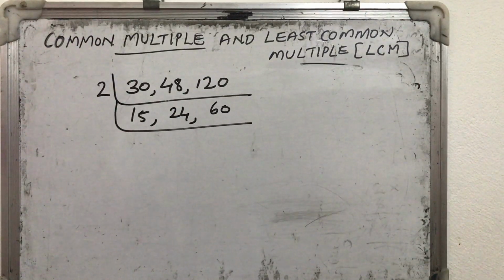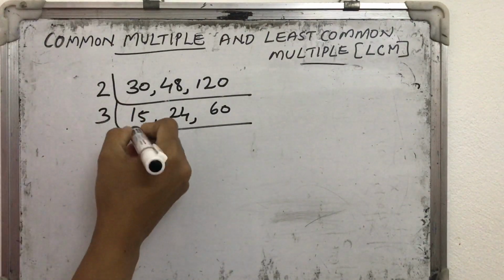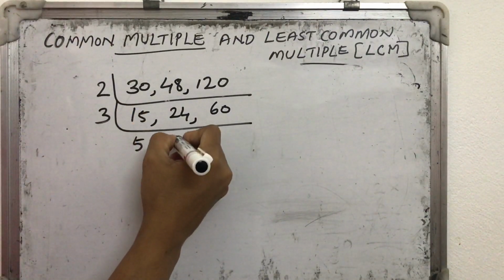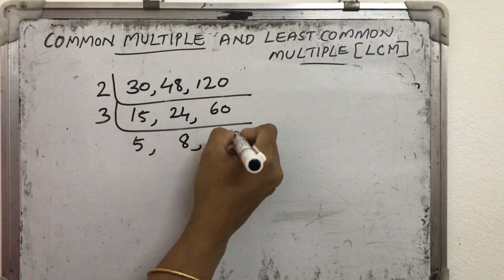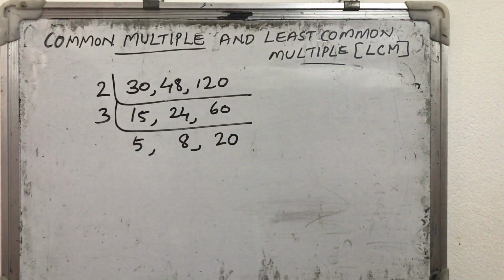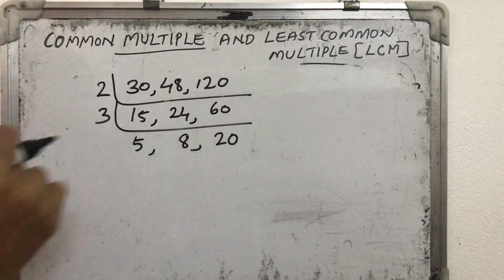That we can check. 3 is possible. So that also we can take, it is possible by 3. 15 by 3, 5. 24 by 3, 8. 60 by 3, 20. Now you look, is this number possible by any common factors with these 3 numbers?